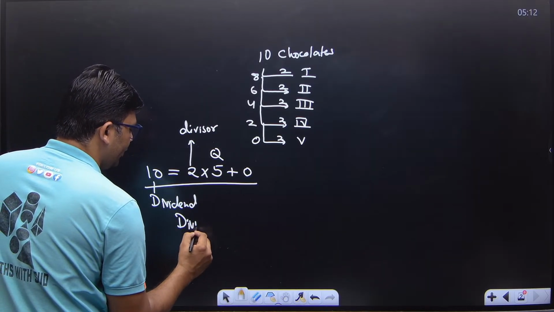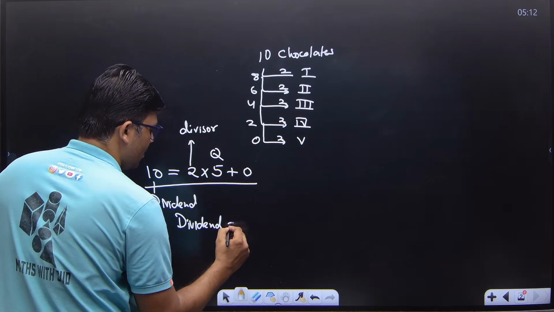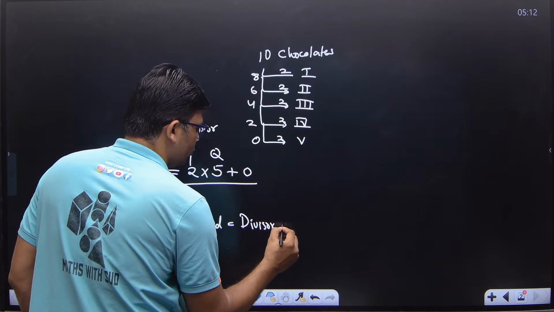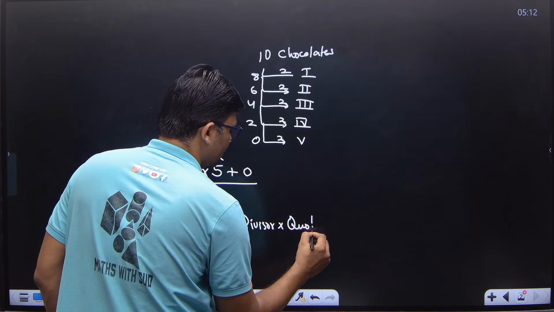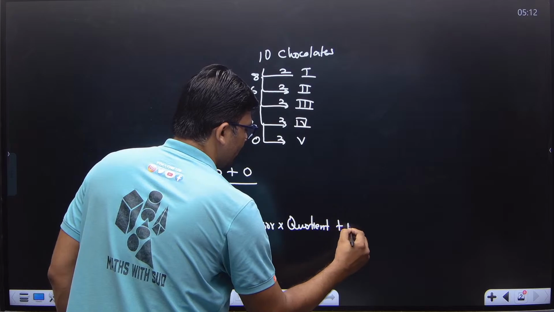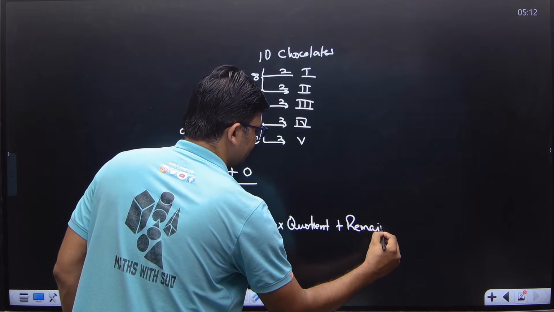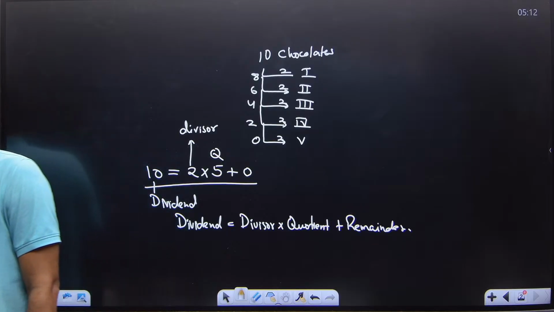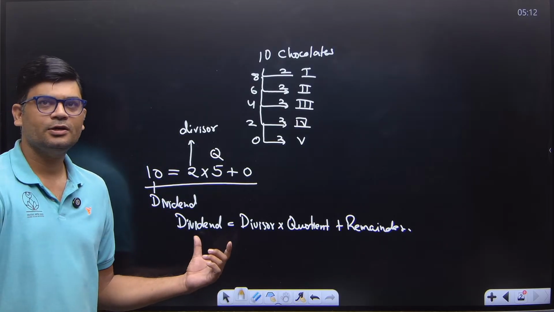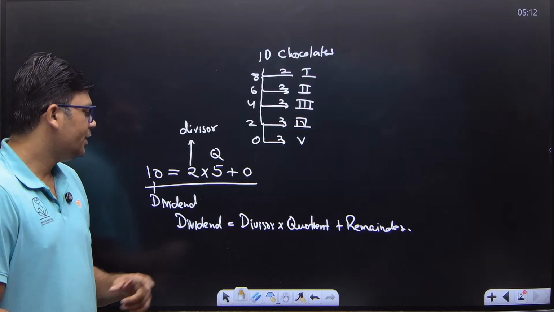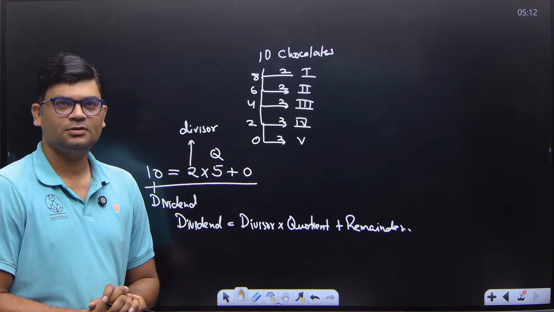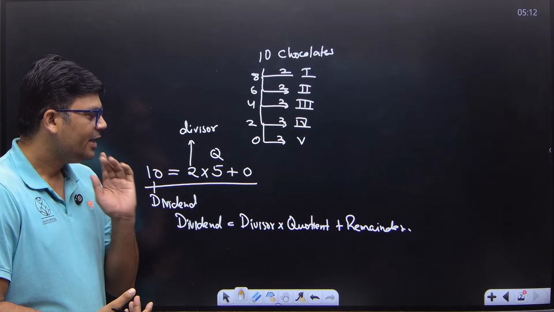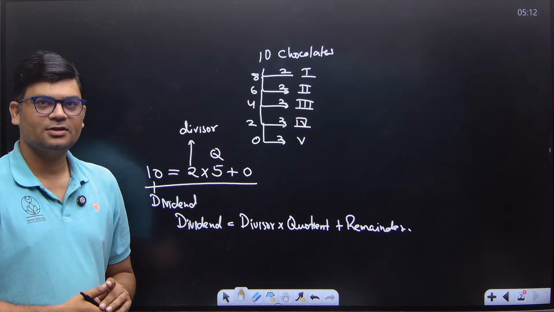Please write down: dividend is equal to divisor into quotient plus remainder. Dividend is equal to divisor into quotient plus remainder. Dividend is the largest of all the numbers, most of the times. Remainder can never be greater than divisor.